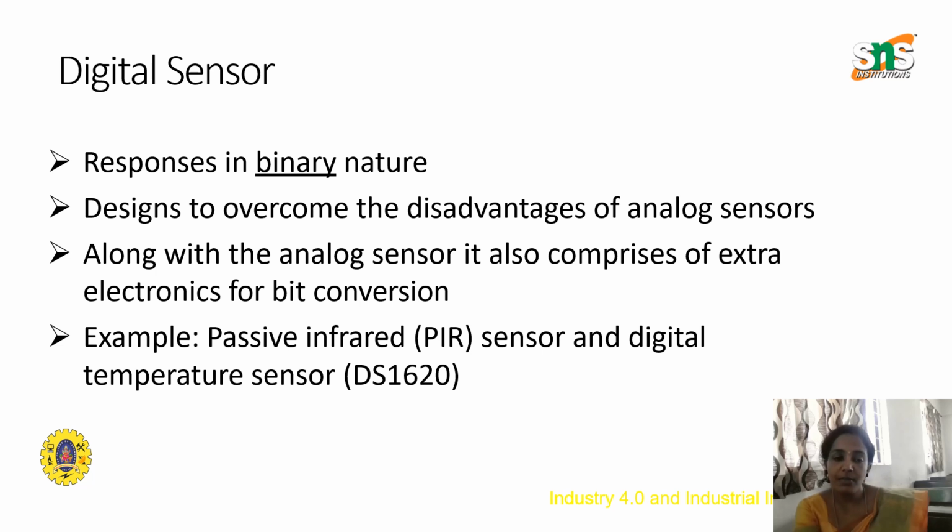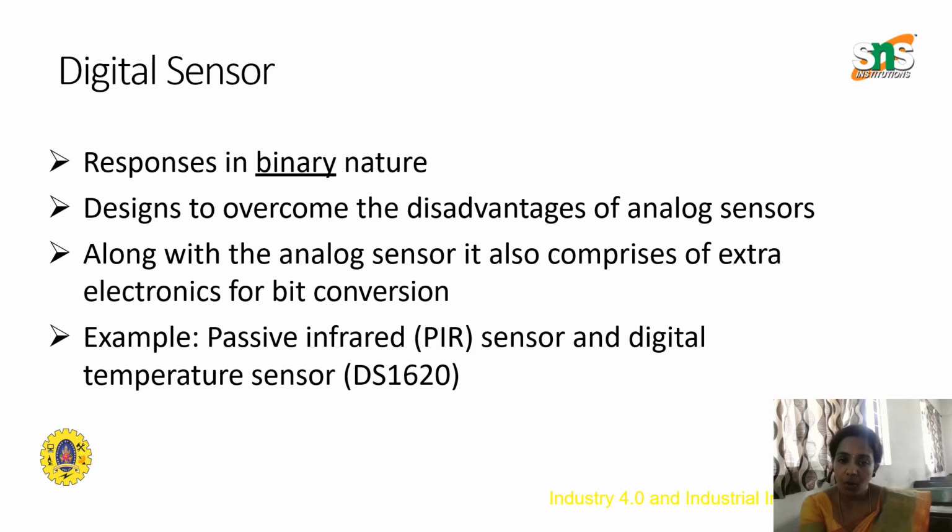Next are the digital sensors, which are commonly used nowadays. They produce binary data, in the form of zeros and ones, in the form of bits. Examples are computers, calculators, watches. Nowadays we have pressure meters and temperature meters whose responses are binary in nature, either zeros and ones. These sensors are designed to overcome the disadvantages of analog sensors. Analog is the previous one, and the digital sensor is the latest one.